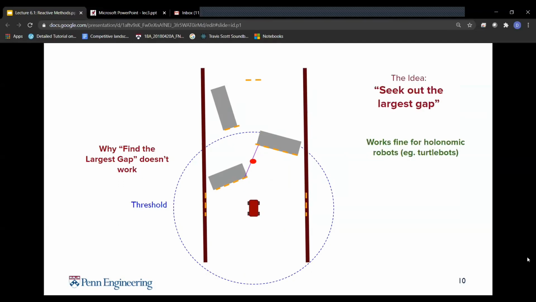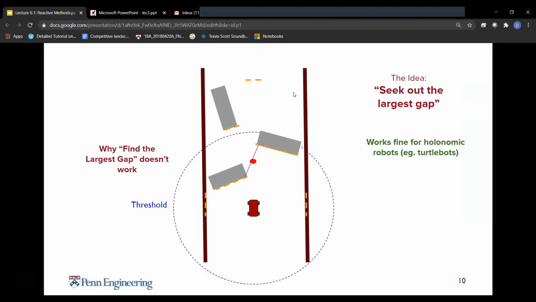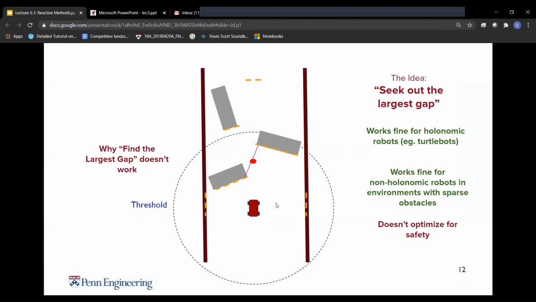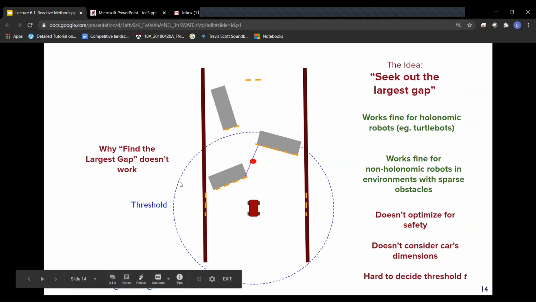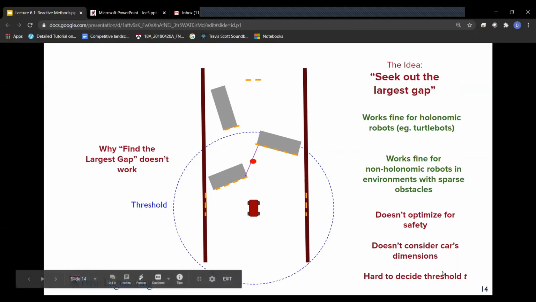And this idea of seeking out the largest gap actually works perfectly fine for holonomic robots like turtlebots. And the good thing about these robots is that they can turn 360 degrees in place. And it also works for non-holonomic robots like the F110 or other autonomous race cars that are in environments with sparse obstacles. However, it doesn't actively optimize for safety, and it doesn't consider the car's dimensions. And finally, it's also very difficult to decide this distance threshold t. This often changes a lot based on how densely or sparsely populated your map is, and you can't change this threshold in between arrays.